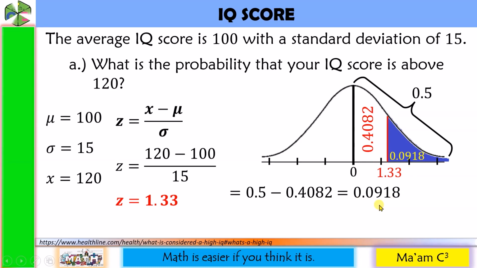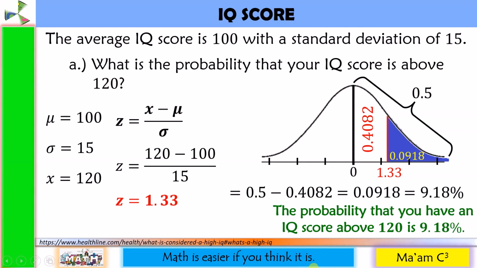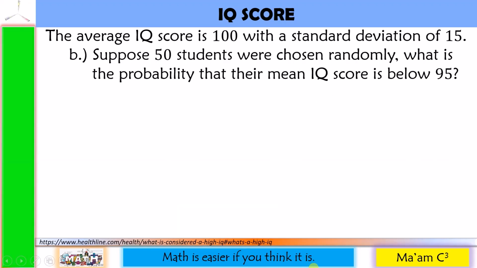Converting this into percentage, let us move our decimal point 2 places to the right. 1, 2. 9.18%. Now, let us answer the question. The probability that you have an IQ above 120 is 9.18%.